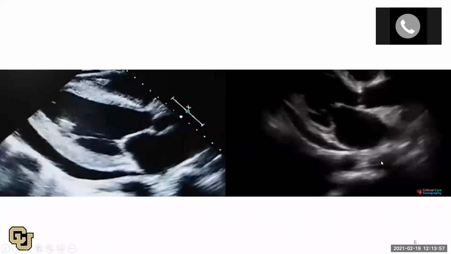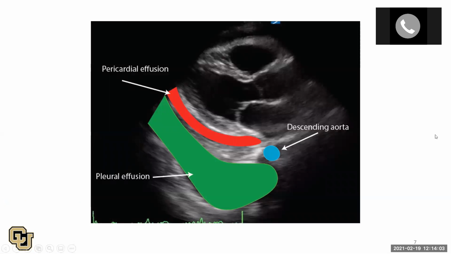What questions do you have about this? Okay. So just sort of what I described, here's the descending aorta. You want to see this rat tail appearance of the pericardial effusion. Anything that's dark and black beyond it will be pleural effusion.